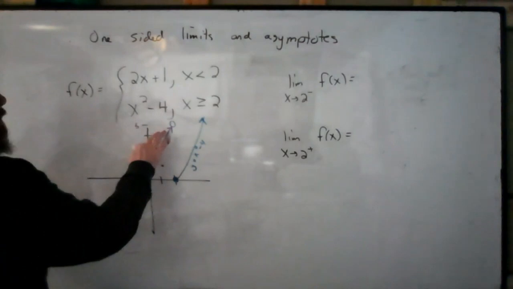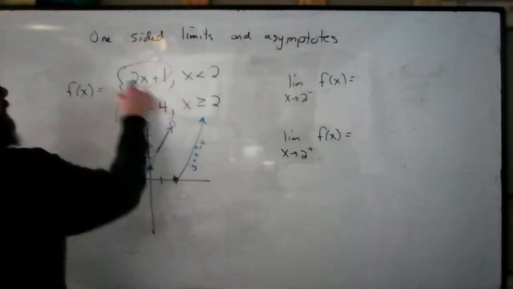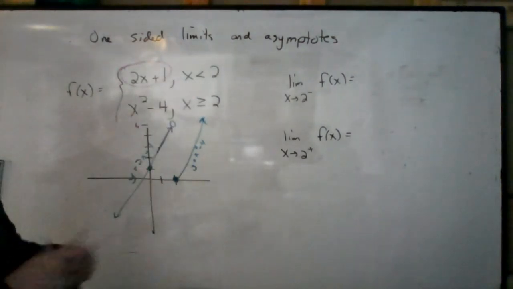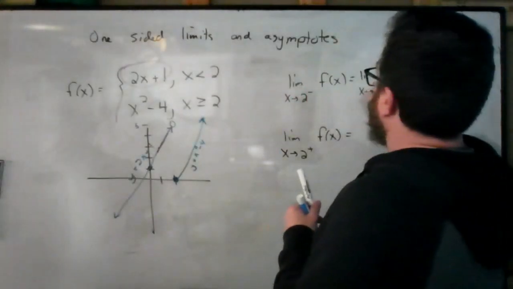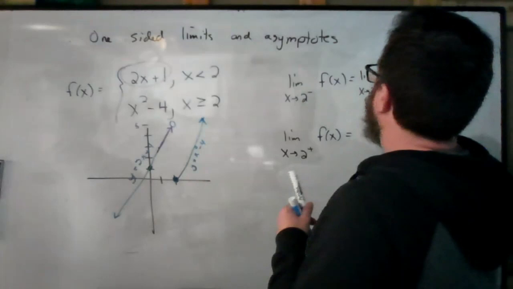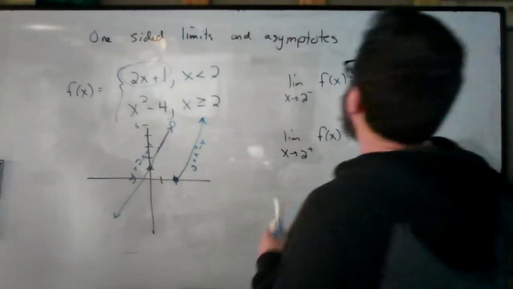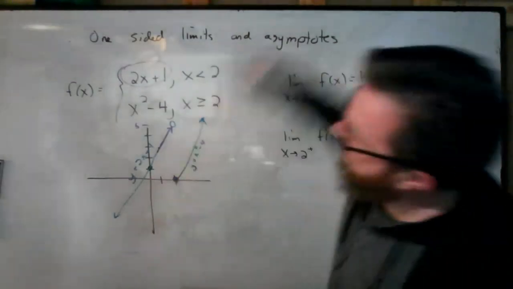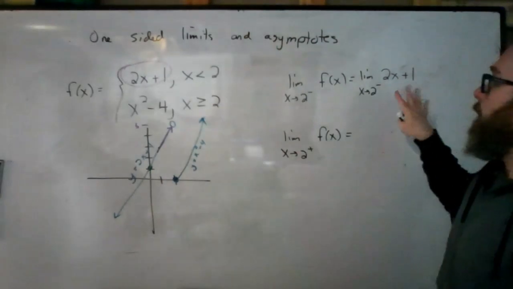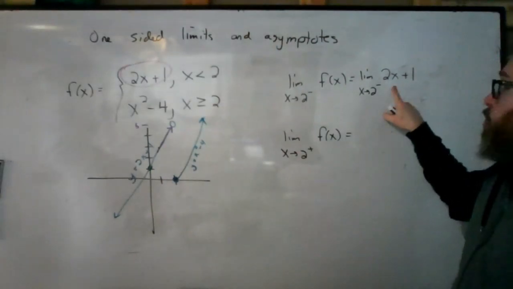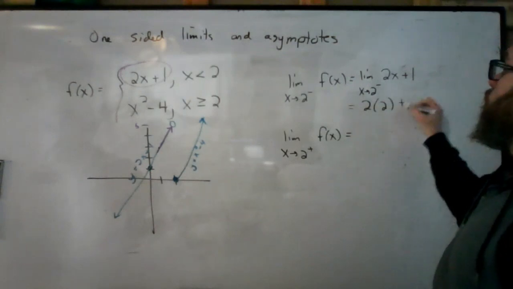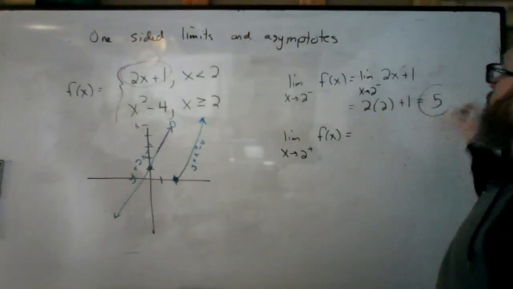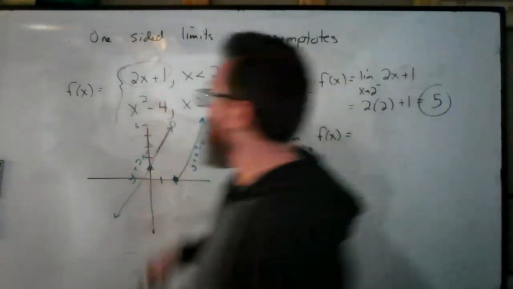So when I'm approaching on that, I know I'm going to use that particular function if I'm coming from the left. So this is going to be the limit as x approaches 2 from the negative side of 2x plus 1. That function, it's the entire curve, but it is defined at x equals 2, which means I can just plug in 2. So this is 2 times 2 plus 1. So that limit is 5, like we expected.